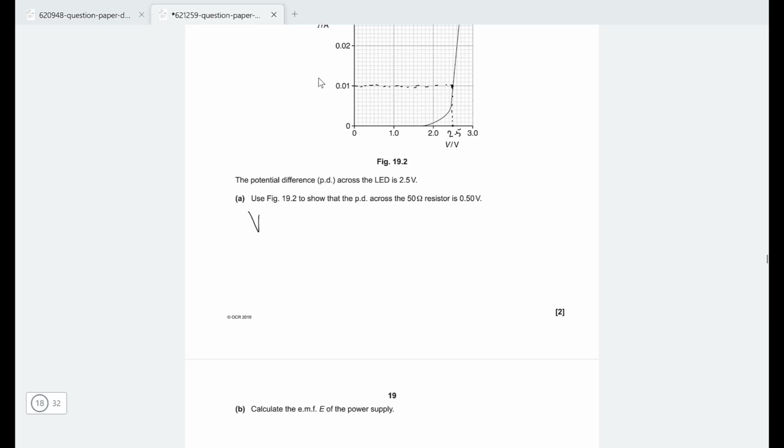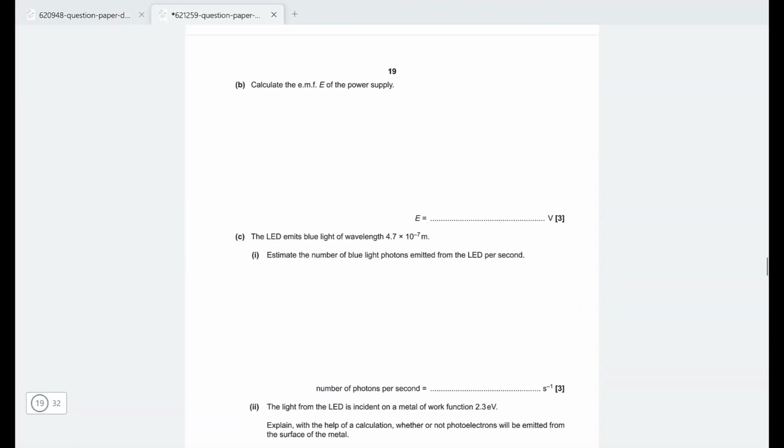So let's just do that. We're going to use V is equal to IR. So it's going to be 0.01 amps times the resistance of the 50 ohm resistor, which is, surprise, surprise, 50 ohms. And this will be 0.50 volts. For part B, we need to calculate the EMF of the power supply.